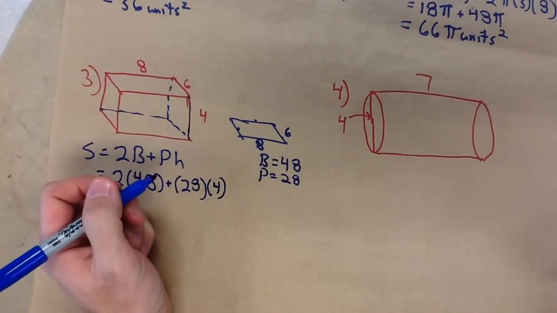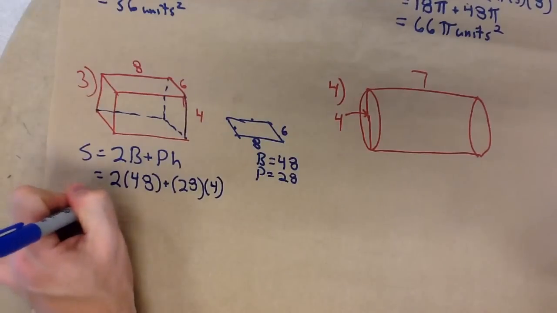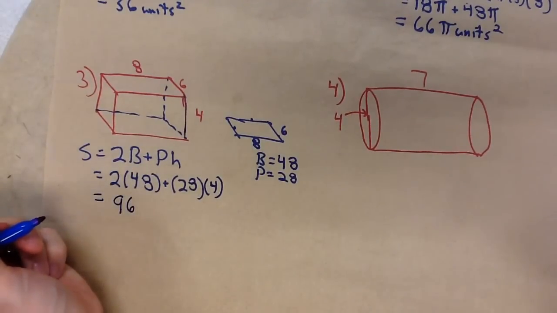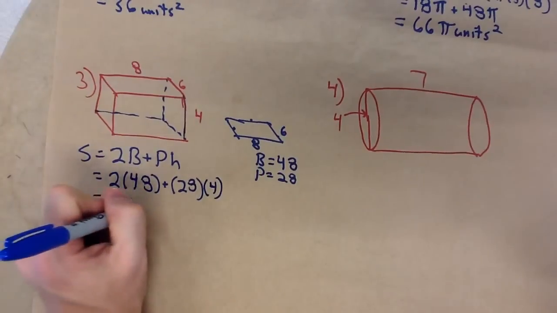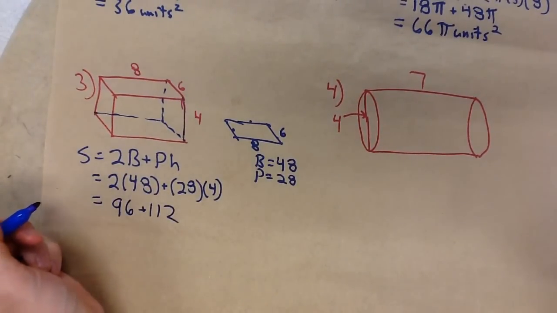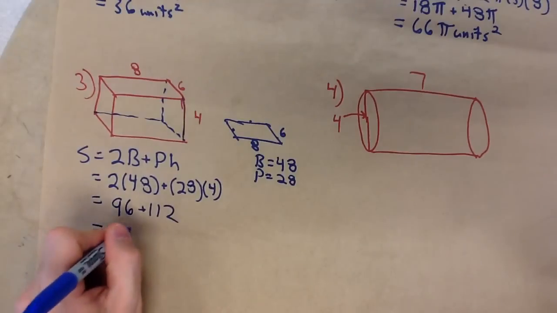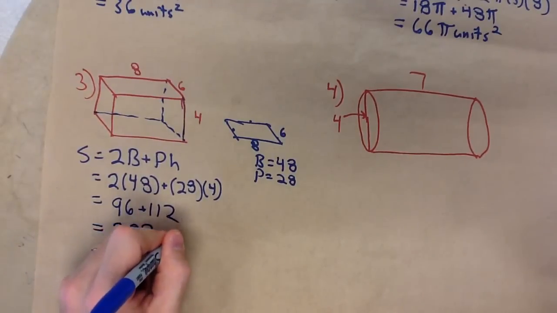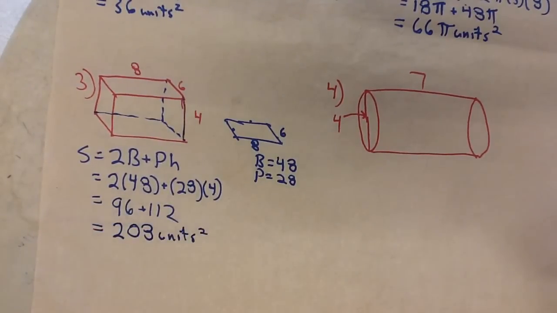So 2 times 48 gives me 96. 28 times 4 gives me 112. And I get that my surface area is 208 units squared.